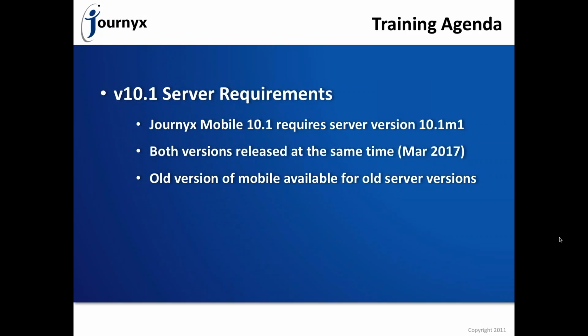The previous version, the current version available on the App Store, will remain available for anybody who's running versions of Journyx older than 10.1 M1. However, we will be making M1 available immediately with the new mobile release. And anybody who's running in our cloud environment obviously will have access to it, provided that they are on the current version, which is version 10.1. But the old version will remain available until everybody is able to upgrade to version 10.1 M1.